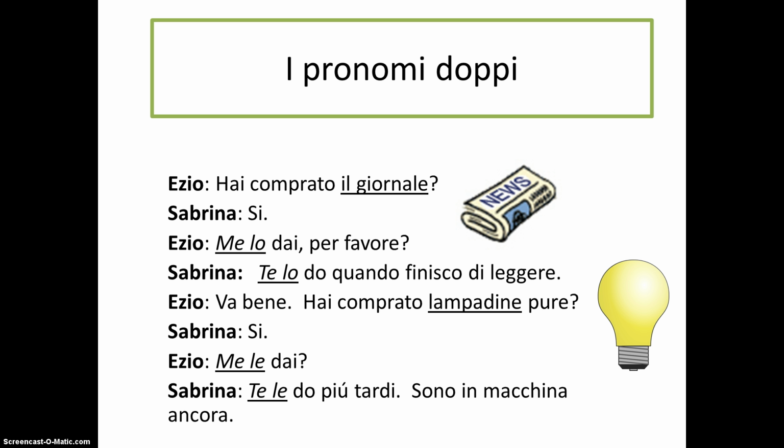In the first example of a double pronoun that we see in this example conversation, me lo dai, lo is a singular masculine direct object pronoun taking the place of il giornale, a singular masculine direct object. From an English perspective, to better understand the meaning of double object pronouns in Italian, it helps to look at the structure backwards, starting with the verb. Dai, you give, lo, it, il giornale, me, to me, you give it to me.